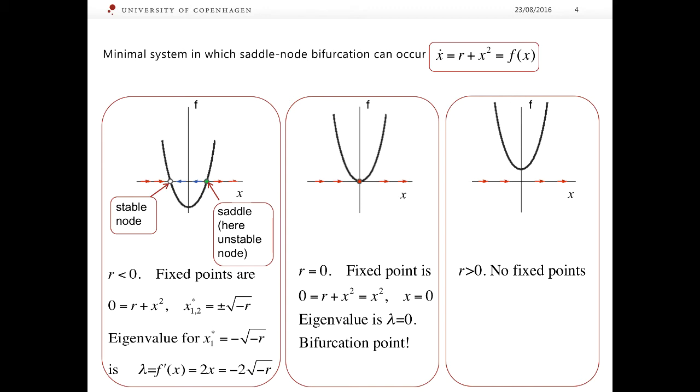As r grew, the two fixed points were getting closer to each other, and at the bifurcation value of r at 0, they met, they collided. And after the bifurcation point, they disappeared altogether. Both of them disappeared. So this is the saddle node bifurcation in a one-dimensional system.